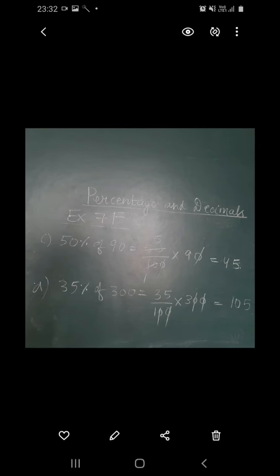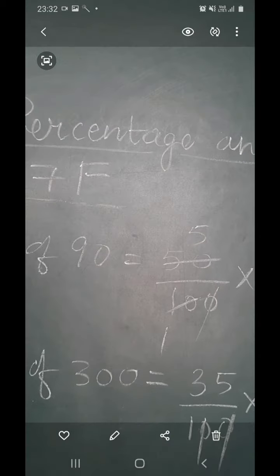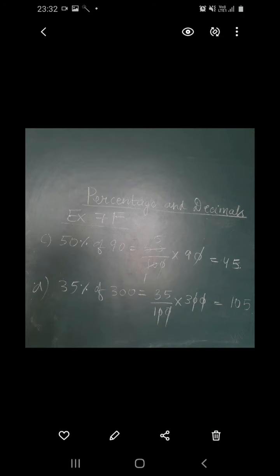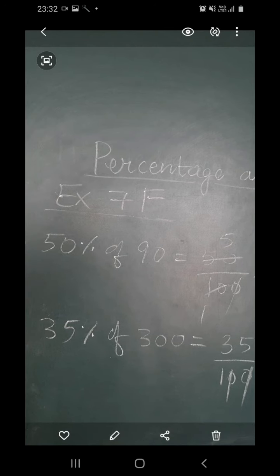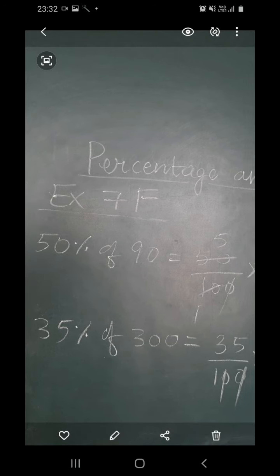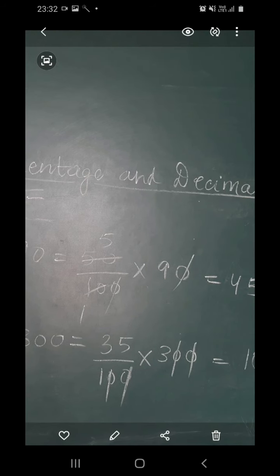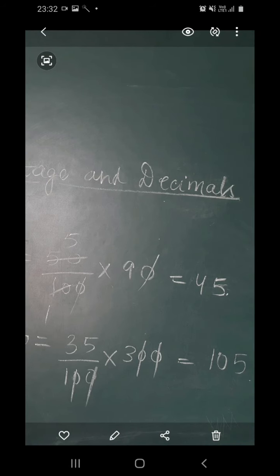Now moving on to the next two options, that is 50% of 90. So 50 upon 100 multiplied by 90, 10 10 will be cancelled, and then 10 ones are 10, 10 fives are 50, and 5 nines are 45. So the final answer is 45. Now in the same way, 35% of 300. It will be written as 35 by 100 multiplied by 300, and two zeros will be cancelled from the numerator and the denominator. So 35 threes are 105. So I hope you must have understood students.